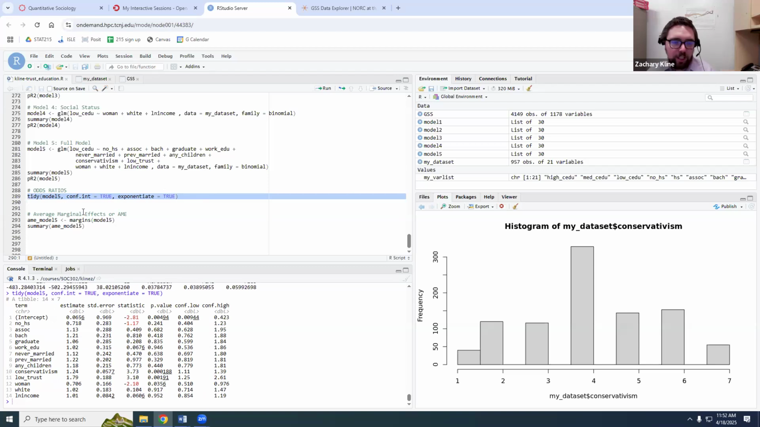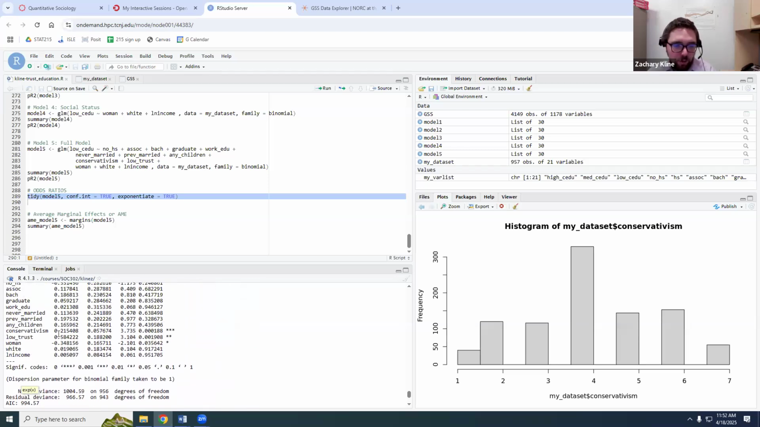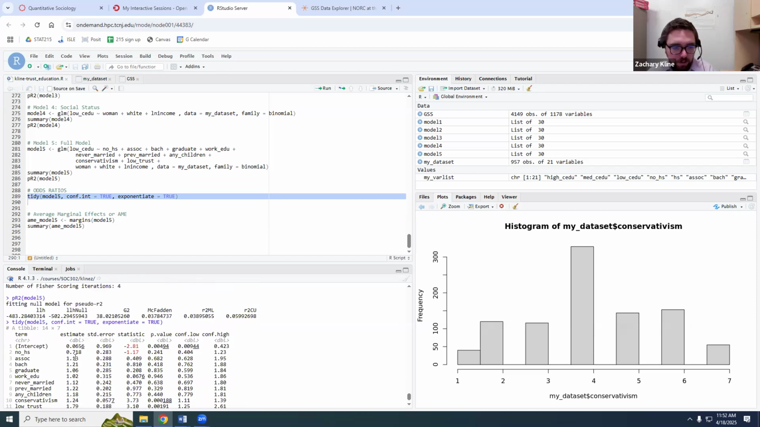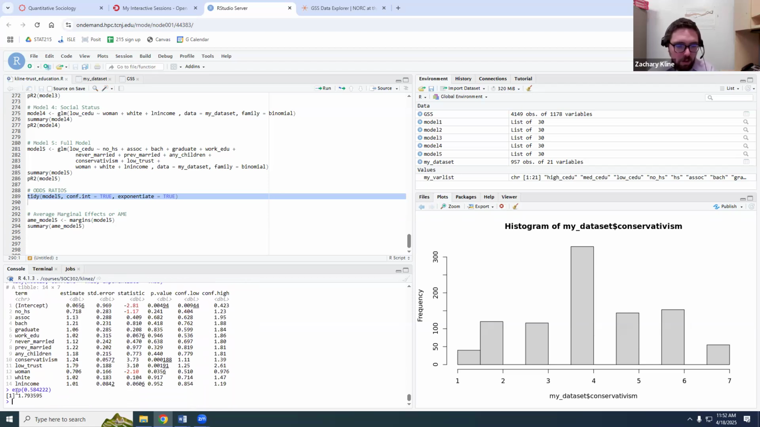Okay, so this first one here is going to give us the odds ratios. I showed in class how to do this by exponentiating. If we exponentiate the log odds, we're going to get our odds ratios. So if we exponentiate the effect of low trust, we're going to get 1.79, which we're going to see right here. So that's where we got those values. These are just the exponentiated values of the unstandardized estimates. We took the unstandardized regression coefficients, which we see in this summary, and we took the exponential of them to get our odds ratios.